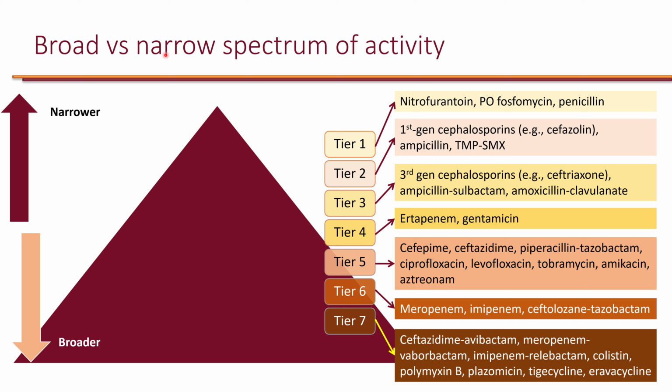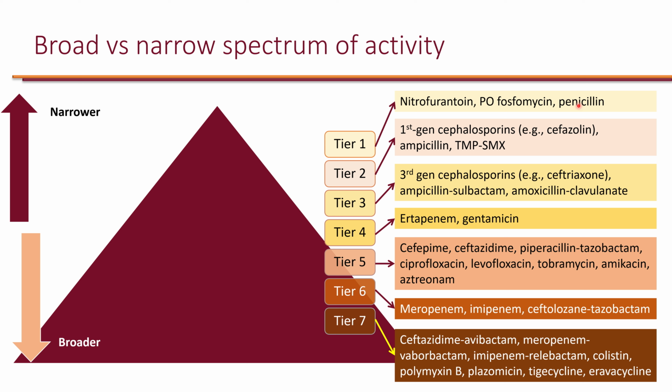And broad versus narrow is not really a head count of how many organisms are covered by a specific antibiotic, but rather it is the propensity of causing collateral damage. So tier 1, which is considered pretty narrow, is essentially the urinary antibiotics, so nitrofurantoin and oral fosfomycin, as well as penicillin.